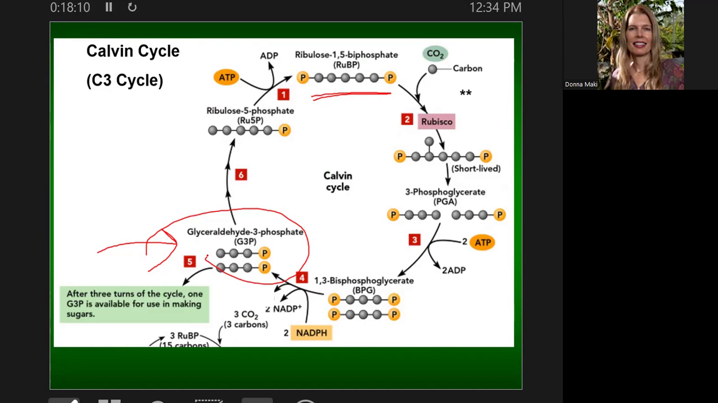Okay, so that's the other part, which I'm not going to get into the reaction pathways on that because it's making sucrose. That's what you need to know. We don't need to get into the physiology of that. Okay, questions so far on the Calvin cycle?